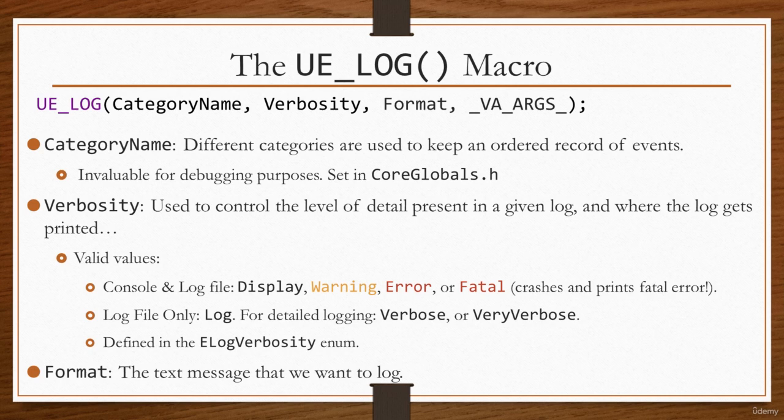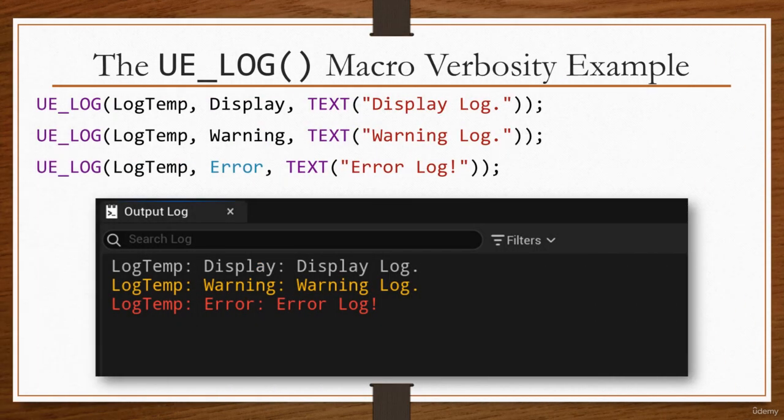Finally, we have the format, and that is going to be the actual text message that we want to log. Here are some examples. For the category name, I will be using LogTemp. We will stick to this for the most part in the course. Then you have Display, Warning, and Error. That is for the verbosity. And then we also use the TEXT macro for the actual text message that we want to display. In the output, we can see that it actually displays in different colors as well.